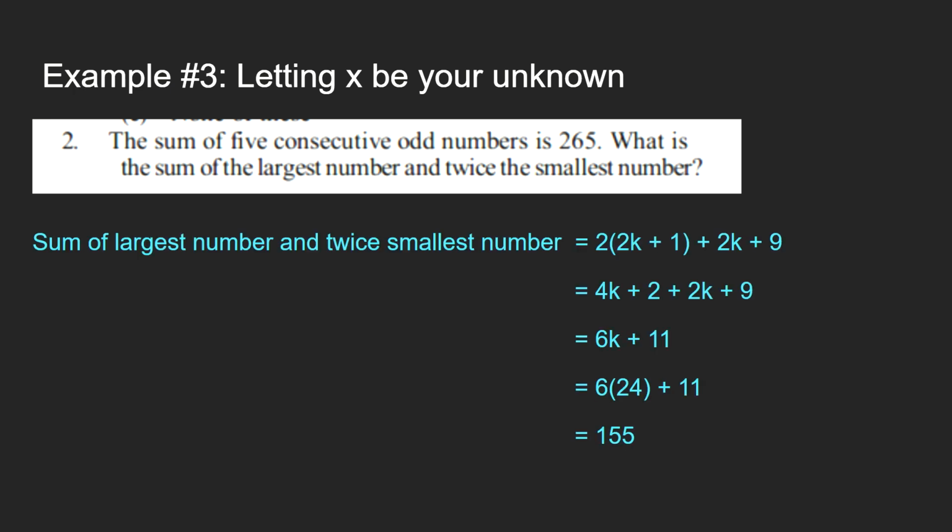And with that, we can actually find our answer, which is 155. So what we just need to do is to sum up the largest number and 2 times the smallest number, which is written here. And after that, we substitute what k is into the equation. So k is 24 here, and we get 155.